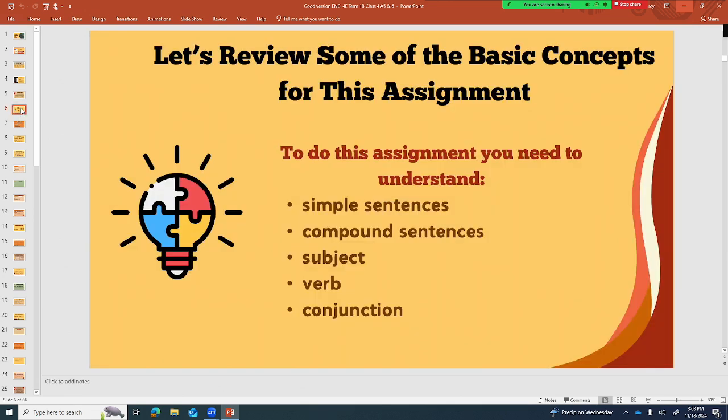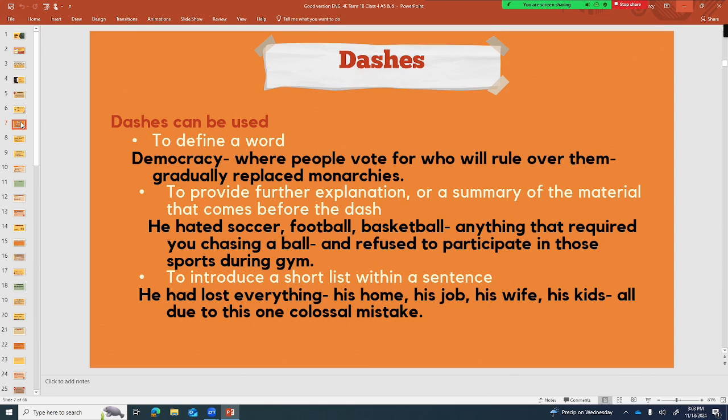Okay, so the basic concepts you're going to need to be able to do this assignment is understand what's a simple sentence, understand what's a compound sentence, what is a subject, what is a verb, and what is a conjunction. If you understand all those things, then you're good to go. If you don't, that's what the lesson is about.